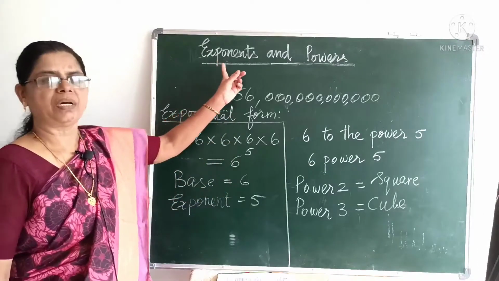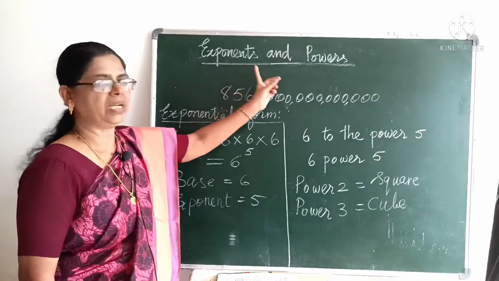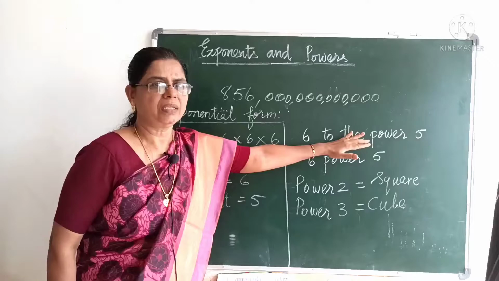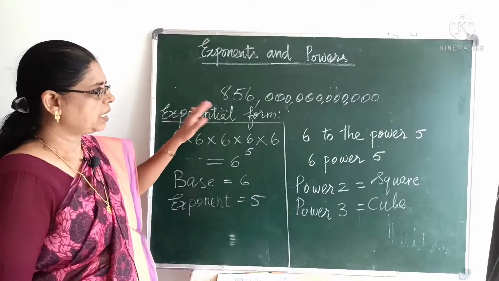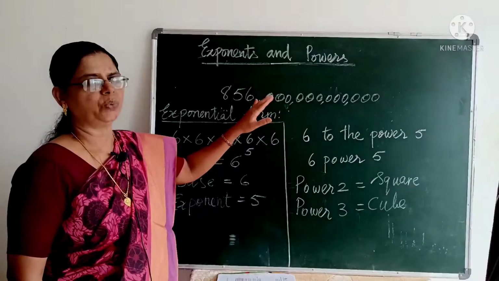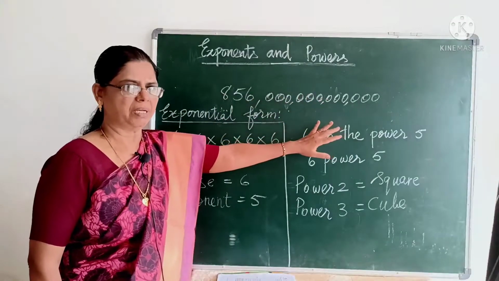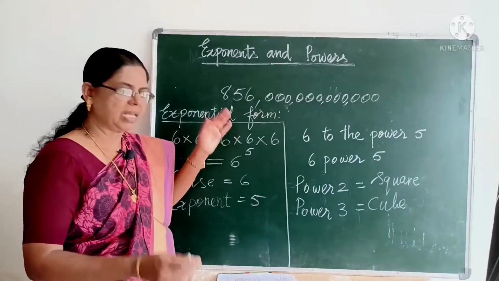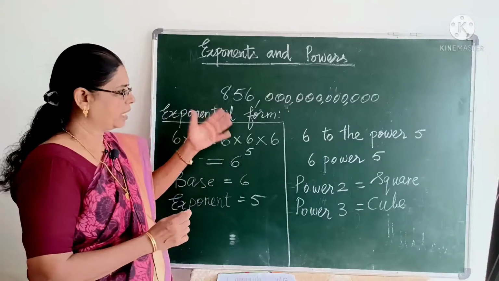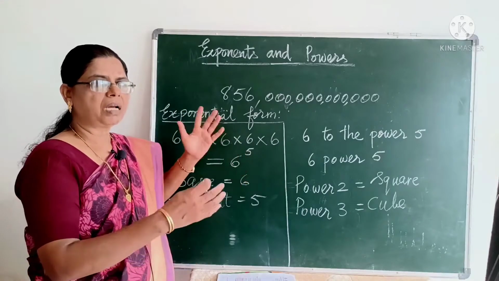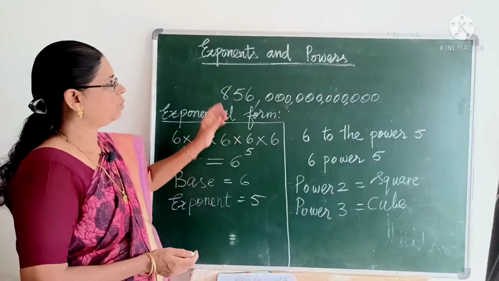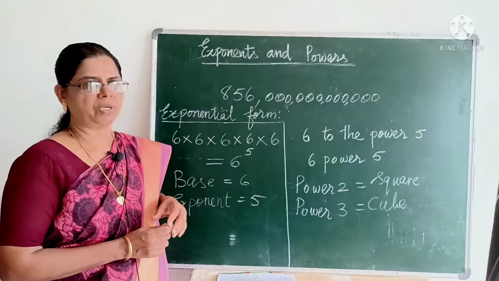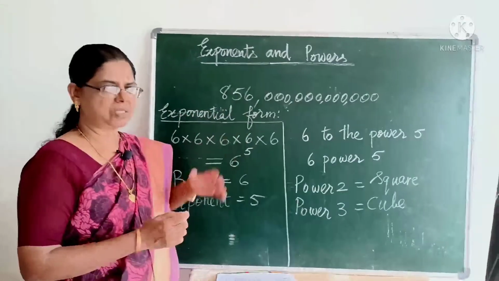Children, today we are going to learn about exponents and powers. See, I have written a large number on the board. Can you read this number? No, you will struggle to read this number. So, to express a large number in a form which can be read, written or compared easily, we use the exponential form. Exponential form is a short form we use to express a large number.